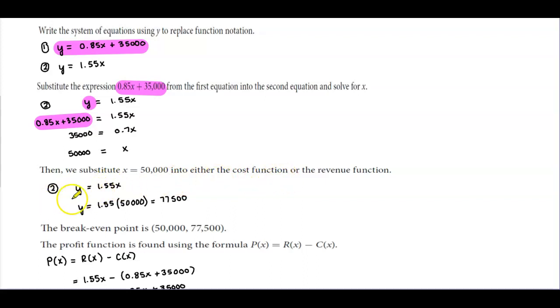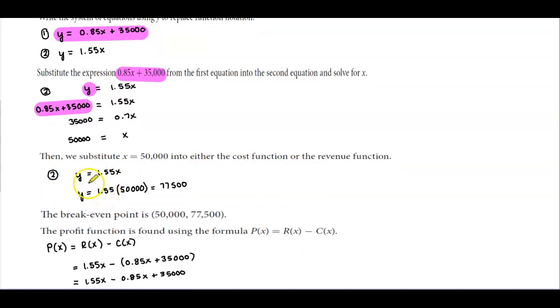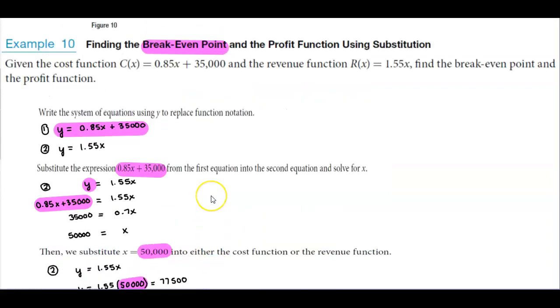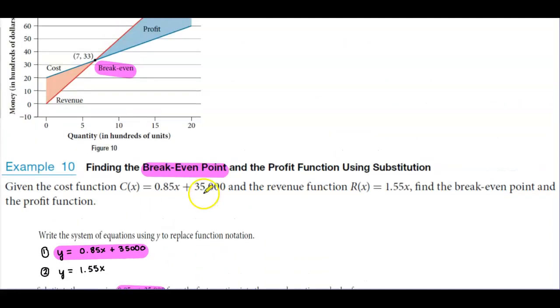So the easiest one would be equation number 2. So y is going to equal 1.55x, and then we're going to plug 50,000 in for x, and we get y, which is equal to 1.55 times 50,000, which is equal to 77,500. So therefore, the break-even point is then the following: 50,000, 77,500. So if we take a look back up here, again, this is where the break-even point would be, where they intersect.